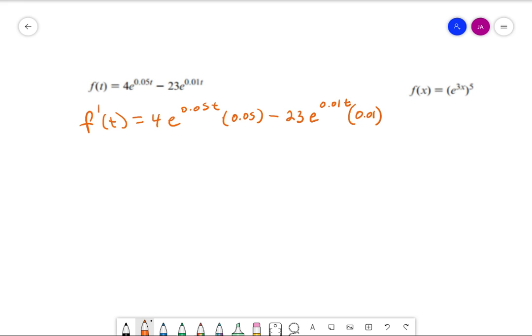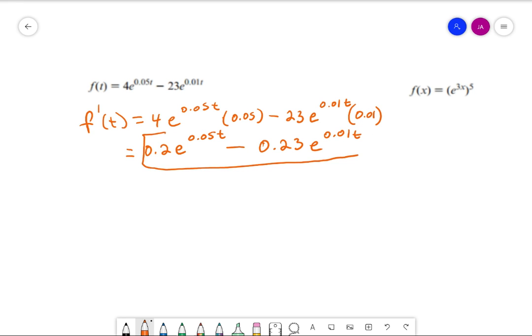Then I'm going to clean this up just a little bit. 4 times 0.05 is 0.2. So this is 0.2 times e to the 0.05t, minus 23 times 0.01, which is going to give me 0.23 times e to the 0.01t. And so there is our derivative.